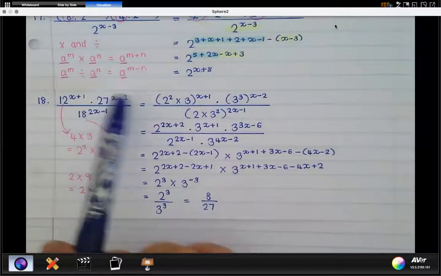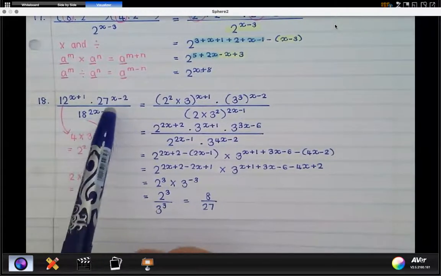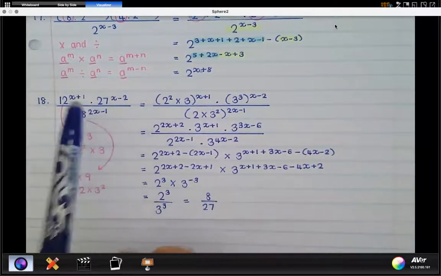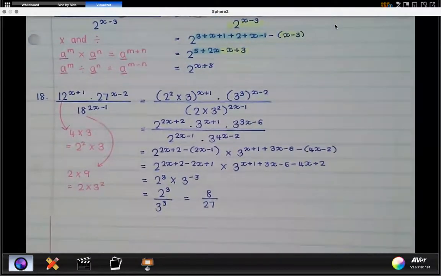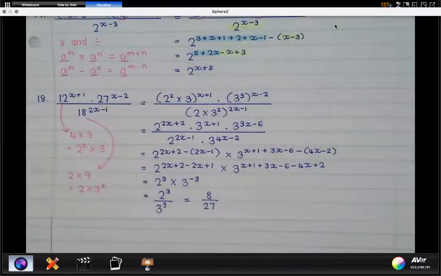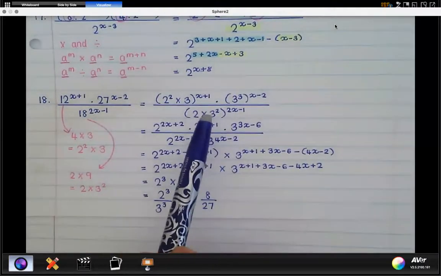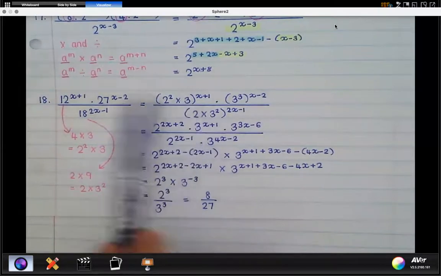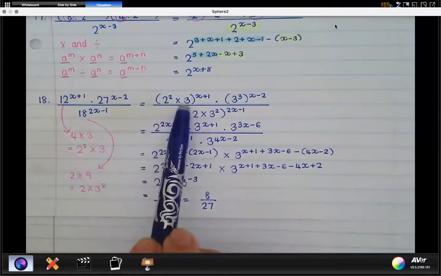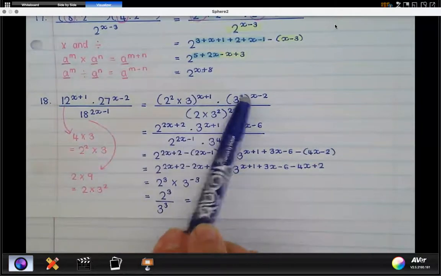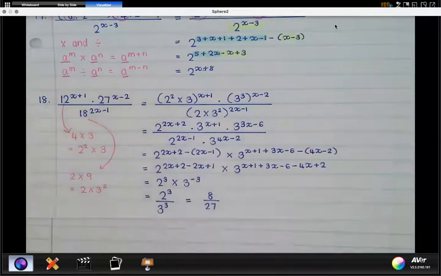Same thing here. When you are dividing by 18 to the 2x minus 1, you can't divide by something that doesn't have the same base. You need to get them to the same bases. So in order to do that, you write them in terms of their prime factors. So 12, we already discussed, is 2 squared times 3. 27 is 3 cubed. 18 is 2 times 3 squared.